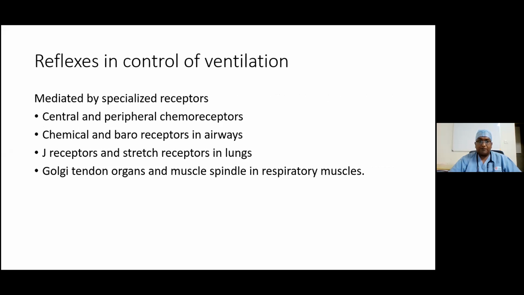Now we'll come to reflexes in control of ventilation. So reflexes are mediated by specialized receptors: central and peripheral chemoreceptors. There are chemical and baroreceptors in airways. There are J receptors and stretch receptors in lungs. There are Golgi tendon organs and muscle spindles in respiratory muscles.